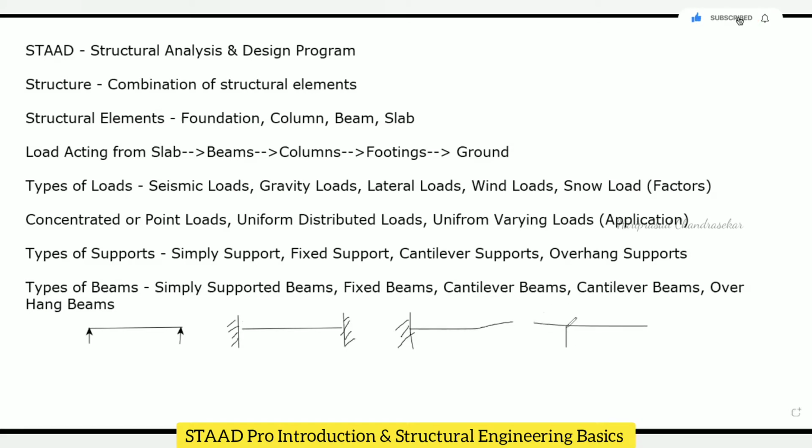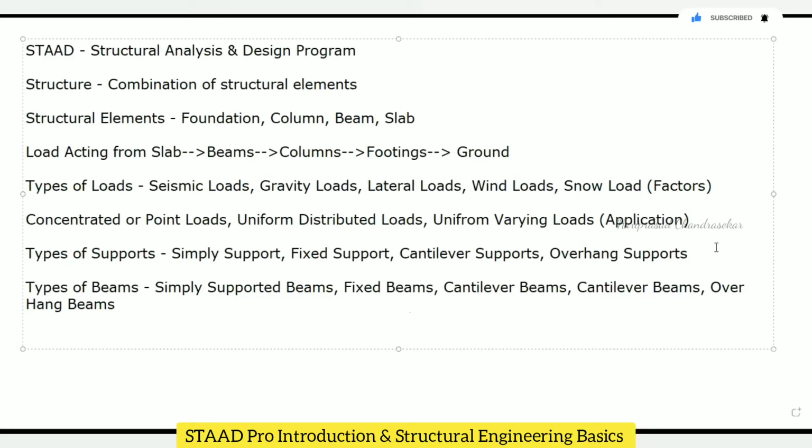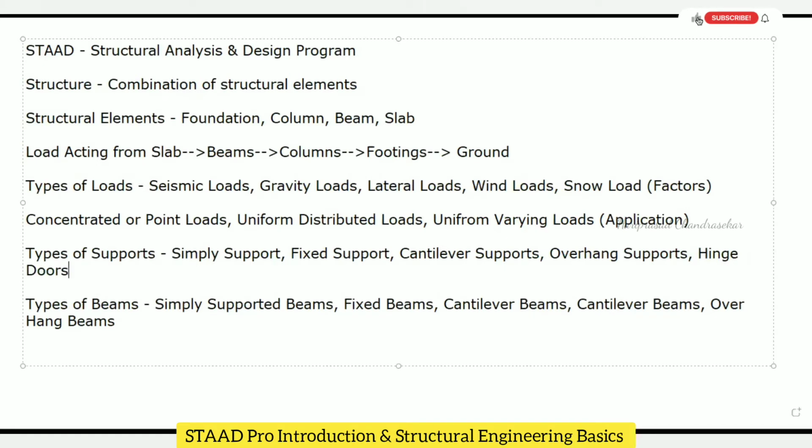An overhang beam will have some supports, and it will overhang on both sides or one side like that. See here, it is a free end. It is not having any support, so we call this an overhang. And in supports, we also have something called hinge supports. For example, the hinges we have on doors.